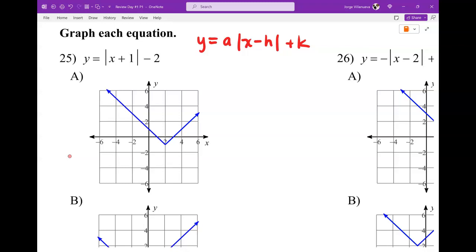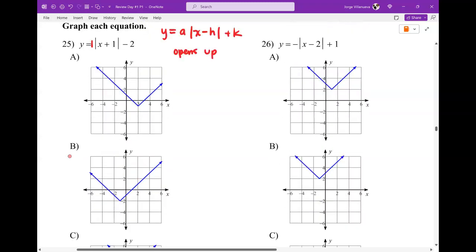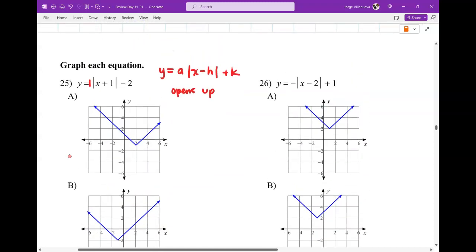Okay? So, number 25 opens which direction? Up, because the number in front of my absolute value is a positive 1. So it opens up. So let me really quick just go through and say which ones it can't be. So they all open up. So, oh well, that doesn't help. Now I need to know my vertex, my HK. Remember, H always lies, right? What's my H value? -1. What's my K value? Negative 2. So now I'm looking for the point -1, -2.